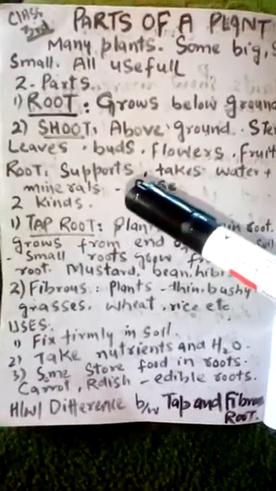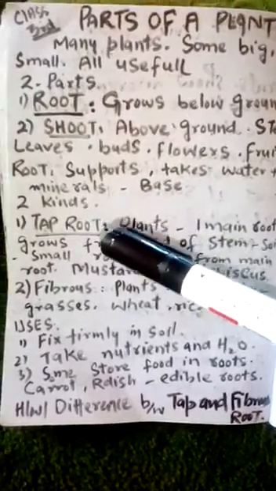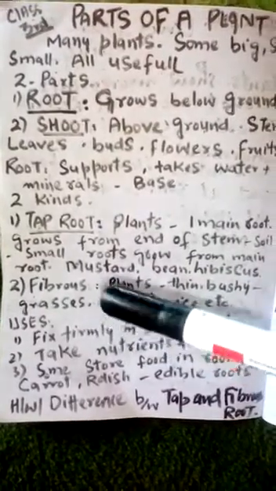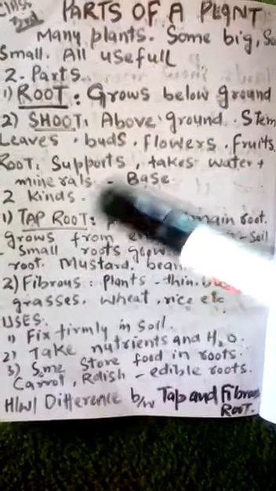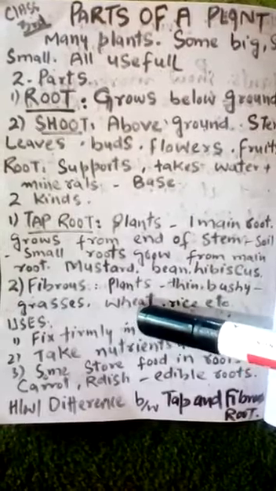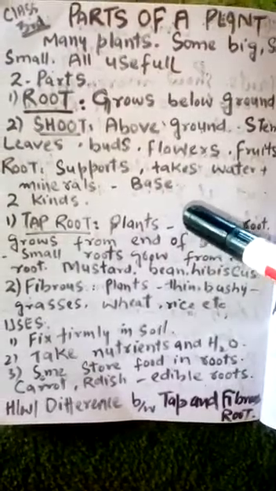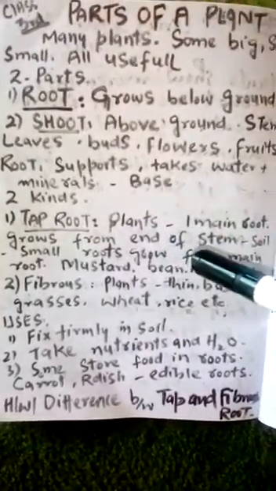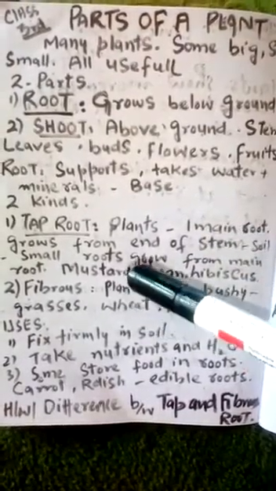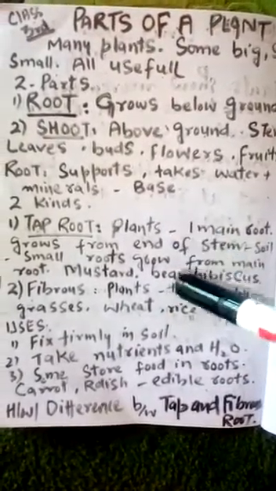Students, roots are of two kinds. Number first one is called tap root, and number second one is called fibrous root. We will see what tap roots and fibrous roots are. Students, some plants have one main root, and this grows from the end of the stem into the soil. Then many small roots grow from this main root, and this kind of root is called tap root.